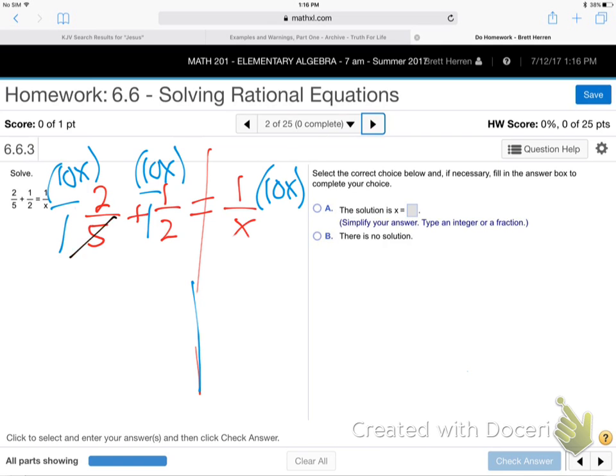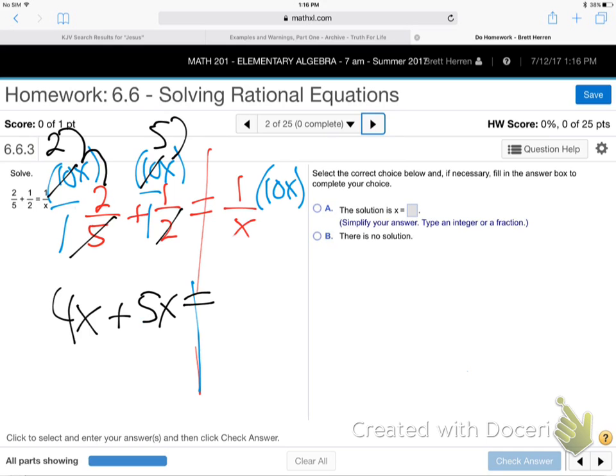So 5 goes into 10, 2 times. What's left over? 2 times x times 2, 4x. Good so far? Plus. 2 goes into 10, 5 times. What's left over? 5 times x. Good? No denominators, they're gone. The x cancels over 1. Even that denominator is gone. What's left over? 1 times 10, 10.